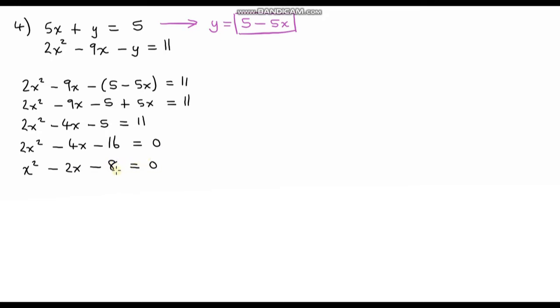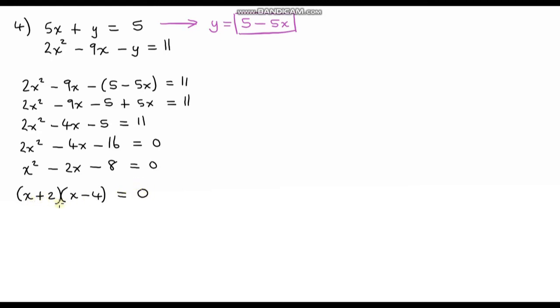Now, I think we can factorise this expression. So when we're solving this quadratic, first of all, let's factorise this. What we're looking for are two numbers that multiply together to get negative 8 and add together to get negative 2. And I believe, if I'm correct, that we're going to have positive 2 and negative 4. Let's just double check that. Negative 4 times 2 is negative 8, and negative 4 plus 2 is negative 2. So yes, that does work. And then on the right hand side, we've just got 0.